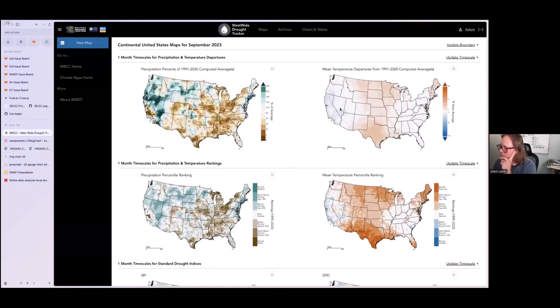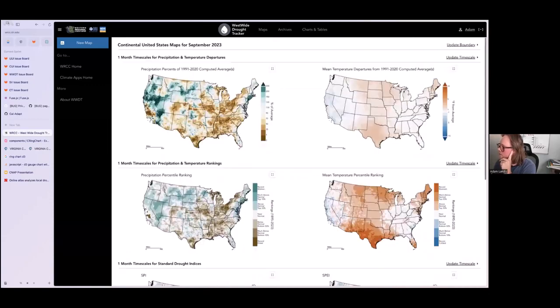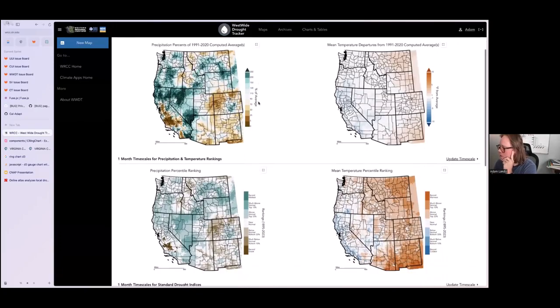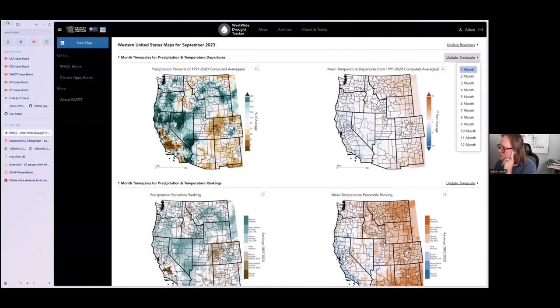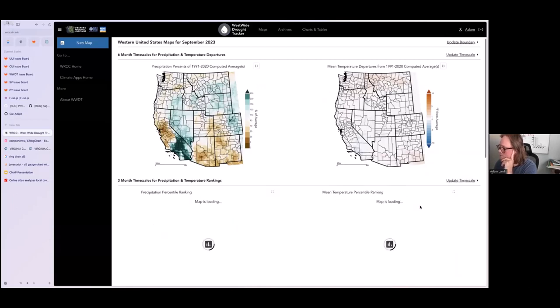And you'll see this one just starts out by loading a dashboard of several grid maps for 1 month timescales for climate data and drought indices. If I'm interested in another region, I can select Update Boundary up here and choose, say, I want to look at the Western US. You'll see all these update for that boundary, and then for each of these sections, I can look at a different time scale. So maybe I'm interested in a 6-month time scale. You can change that, or maybe a 3-month here.